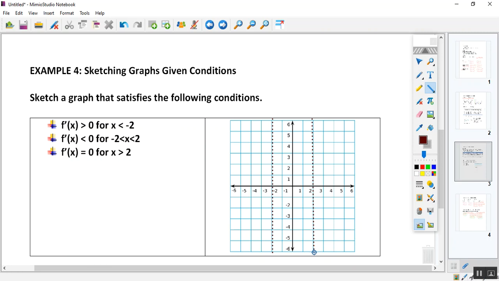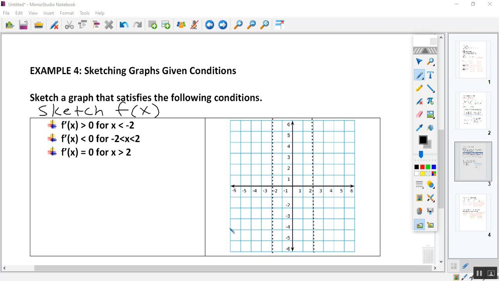And then it says F prime of X. Okay, so here's the deal. We're sketching a graph, and I should have written this right here. We want to sketch not the derivative, but we want to sketch F of X. Okay, so what this is telling me, kids, is this. There's a graph that exists for all my x values left of negative 2, what's this saying? F prime of x is greater than 0. So that means the derivative is greater than 0. That part means the slope is greater than 0. So my graph everywhere to the left of that first dotted line should be increasing or decreasing?